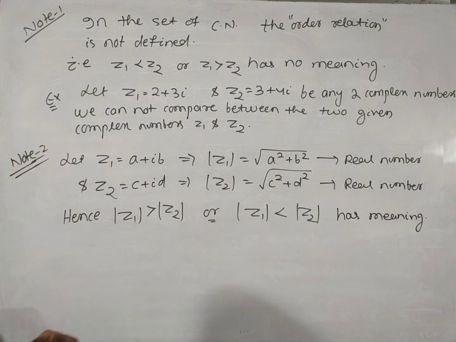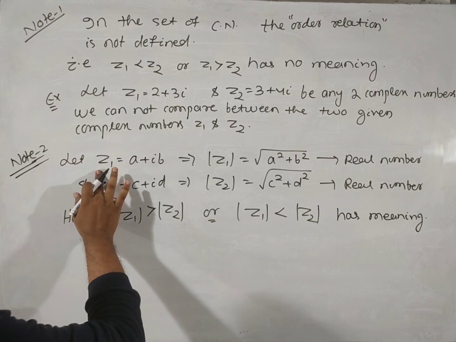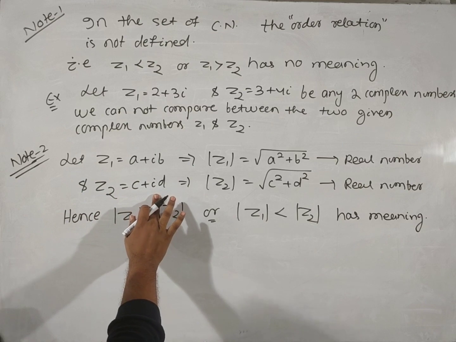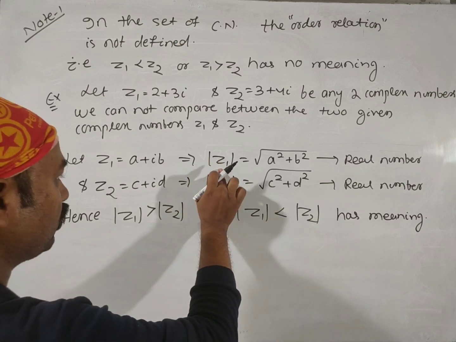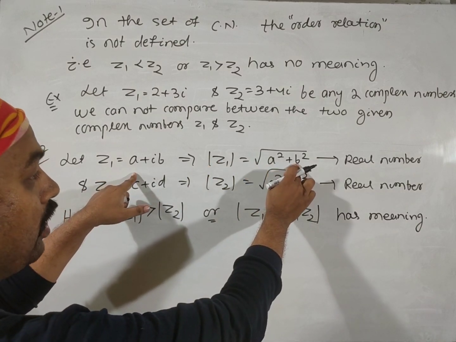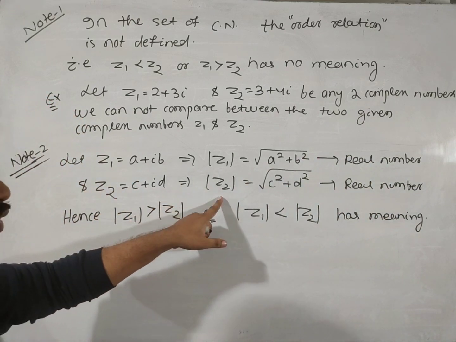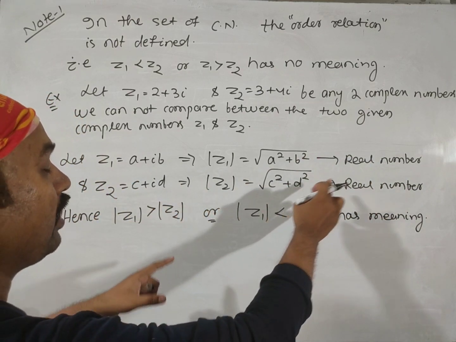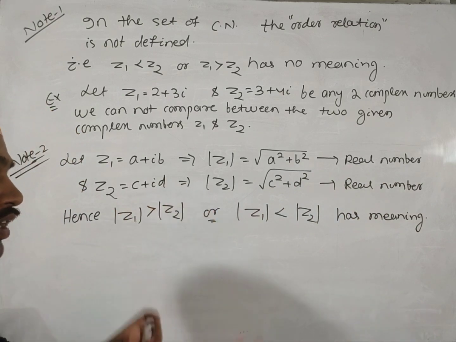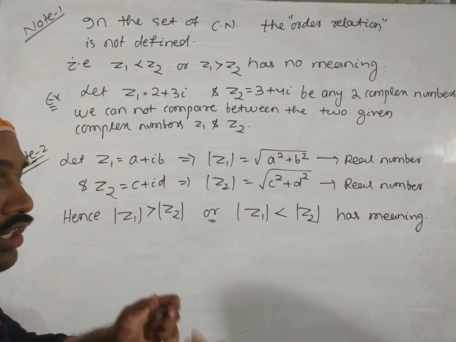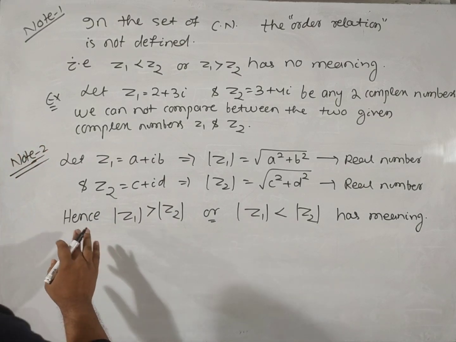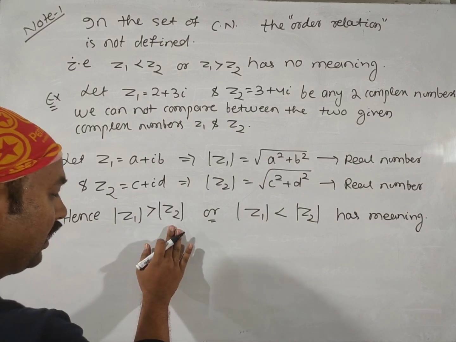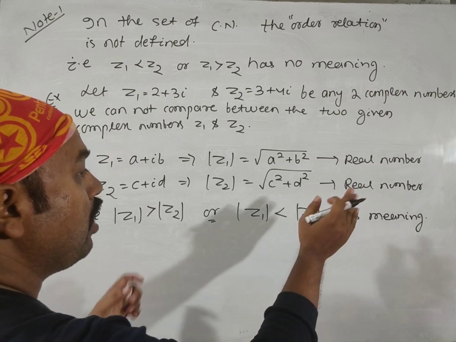Whereas note number 2 says, consider two complex numbers. Suppose the first one is z1 is equal to a plus ib and z2 is equal to c plus id. By using the formula of the modulus of a complex number, we can write the modulus of z1 is equal to the square root of a square plus b square, which is a real number. Again, the modulus of z2 is equal to the square root of c square plus d square, again a real number. And in the case of real numbers, we can establish a relation whether the first number is greater than the second one or less than the second one. So hence the modulus of z1 greater than the modulus of z2 or the modulus of z1 less than the modulus of z2 has some meaning.